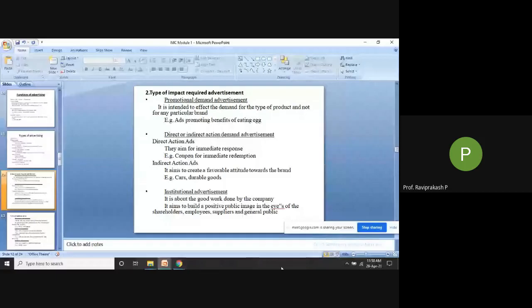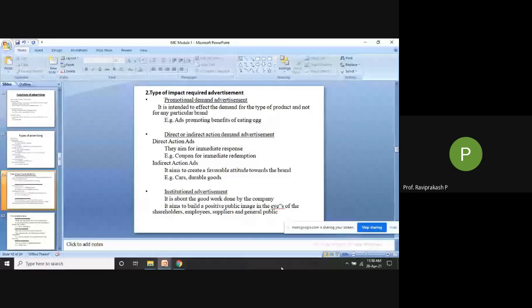So who are the interested people here? The shareholders, employees, suppliers, and the general public. So the people who may not be using the product may also go and start using the product if they see the benefits. Okay. Next, third one is the geographical area.